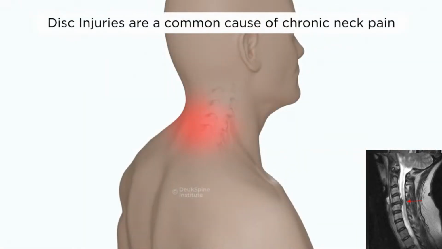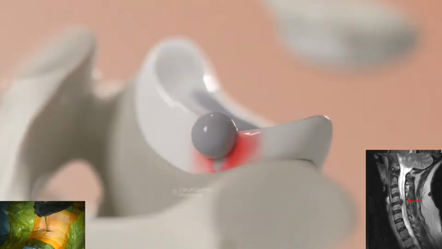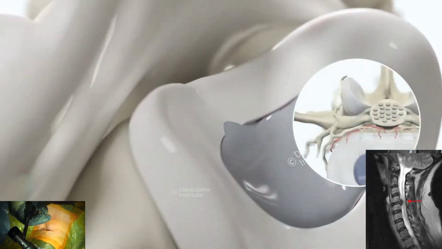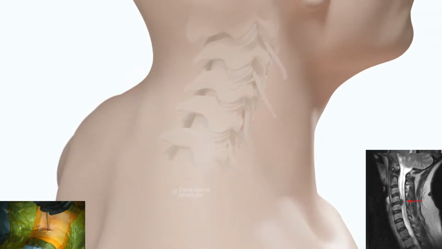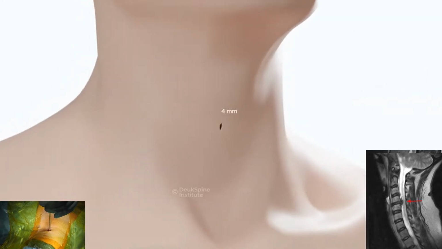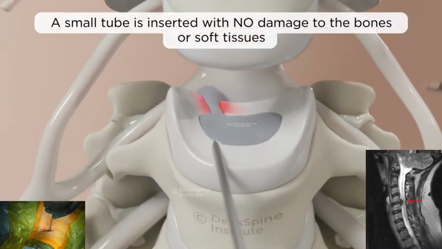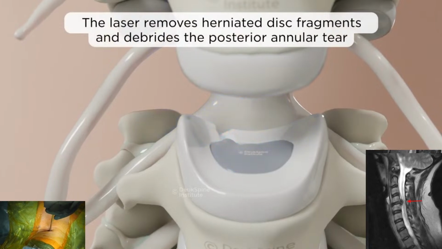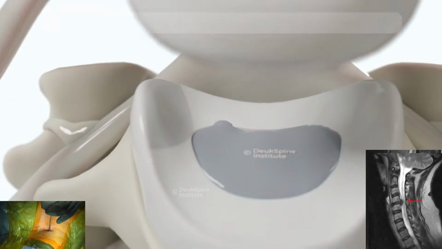Disc injuries are a common cause of chronic neck pain. The inflamed annular tear causes neck pain. A 4mm skin incision is made. A small tube is inserted with no damage to the bones or soft tissues. The laser removes herniated disc fragments and debrides the posterior annular tear. The annular tear heals on its own after the procedure, which can take up to 12 months.